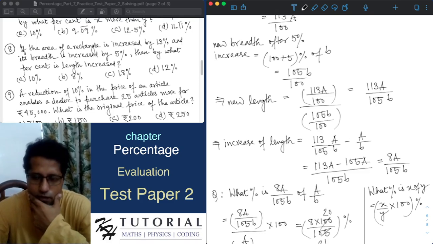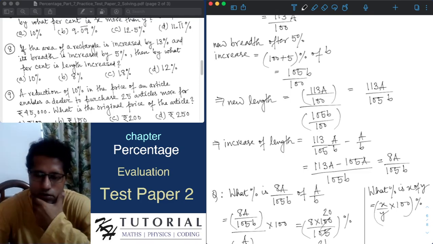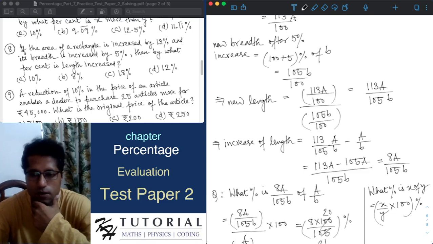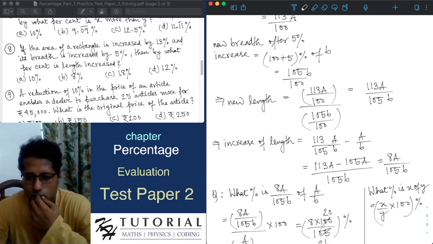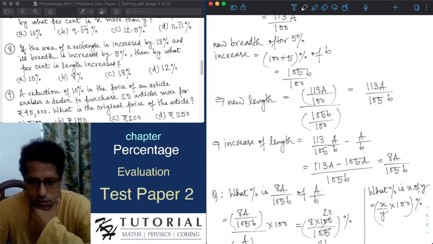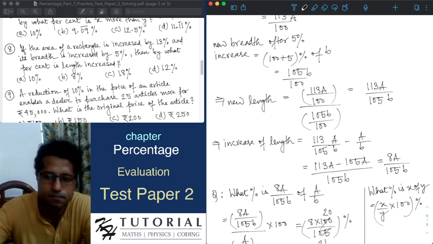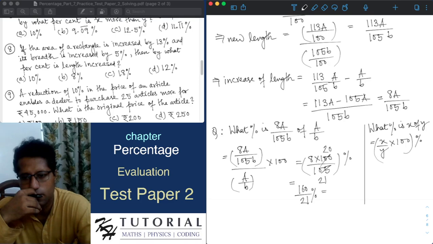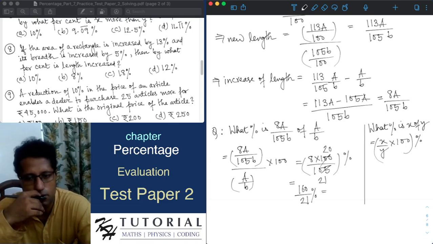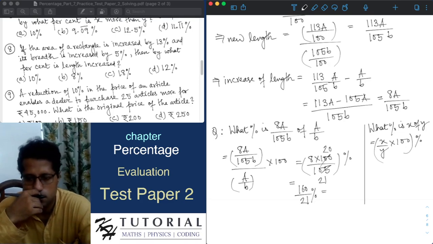So now we have to find what percentage this increase of length is, based on the original length. The original length is a by b. So we have to find what percent 8a by 105b is of a by b. This is equal to 8a by 105b divided by a by b, into 100. This is 8 by 105 into 100.